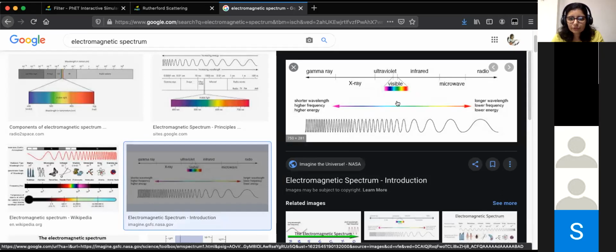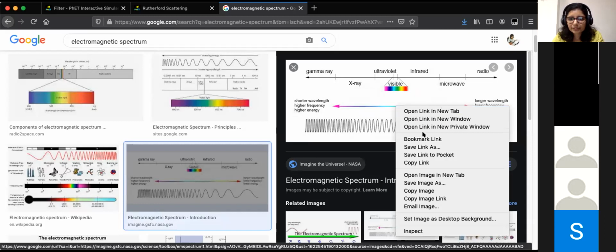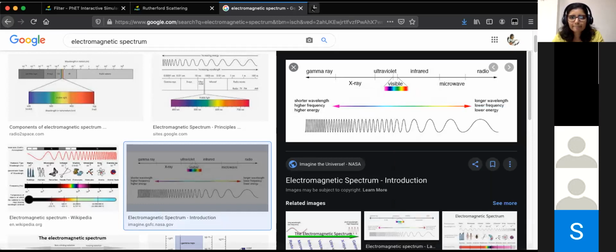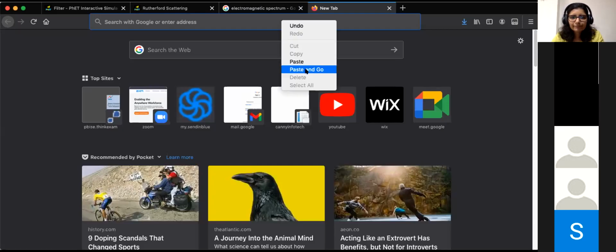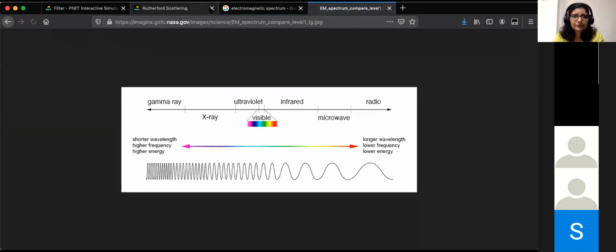Is the image clear, or should I look for a bigger image? Yes, it's visible. Visible? Okay. So let me just open this. Okay. So you can see here.